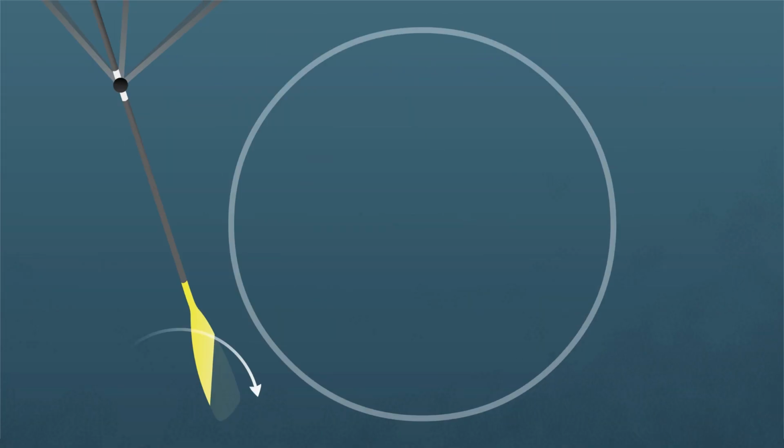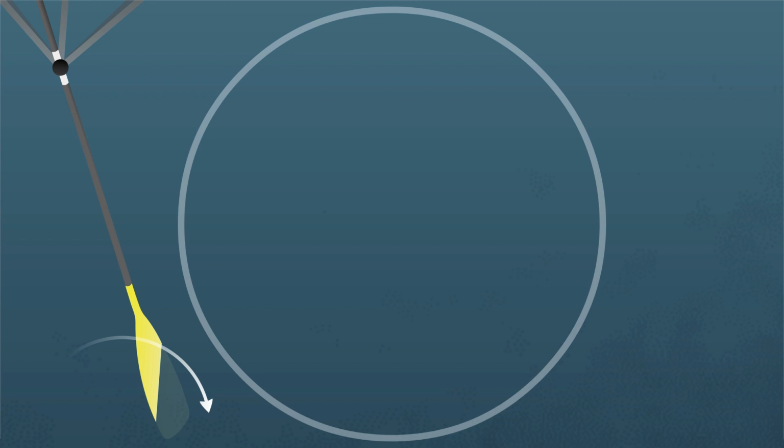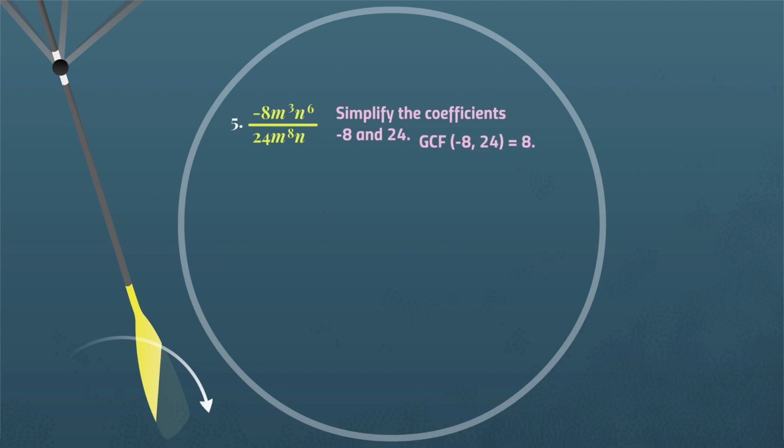Practice makes perfect, so let's try practicing more examples. Let's simplify the product of negative 8m cubed and n raised to the 6 over the product of 24m raised to the 8 and n. Look at the coefficients, negative 8 and 24. We can still simplify them, right? To simplify, we will use the GCF of negative 8 and 24, which is 8.